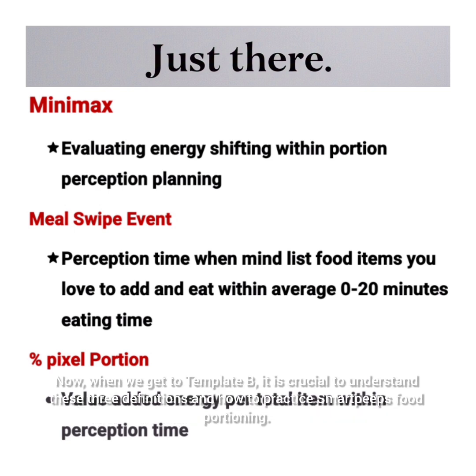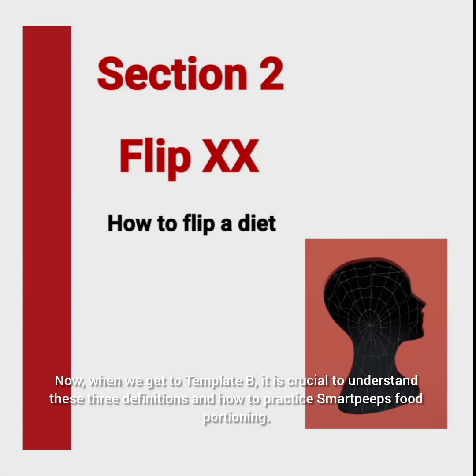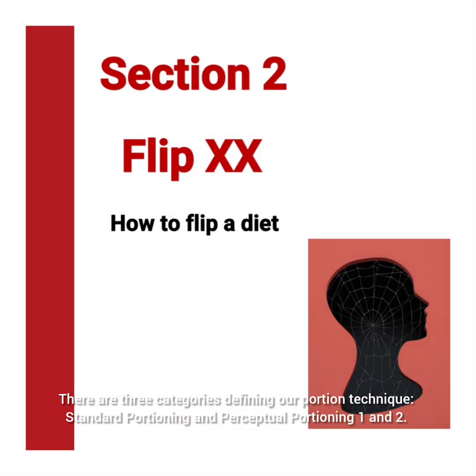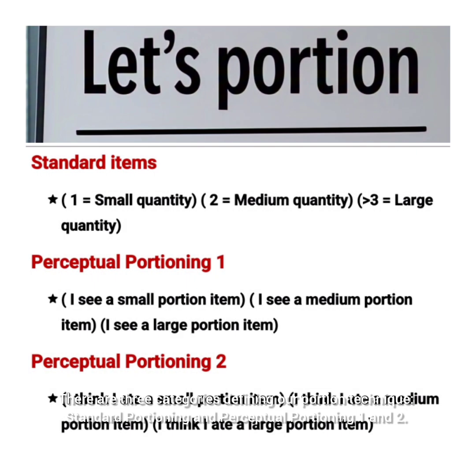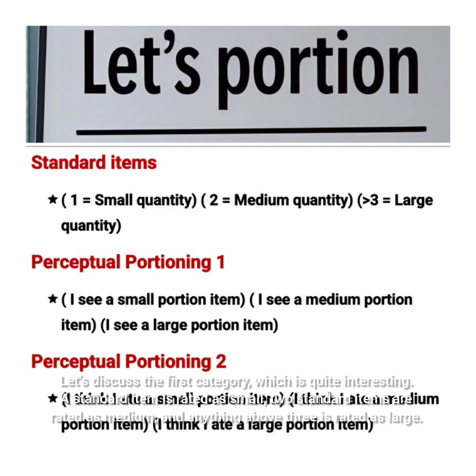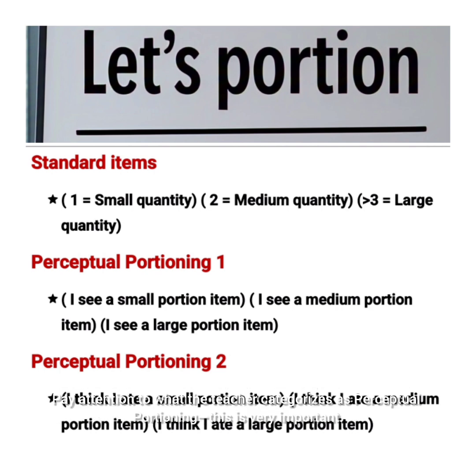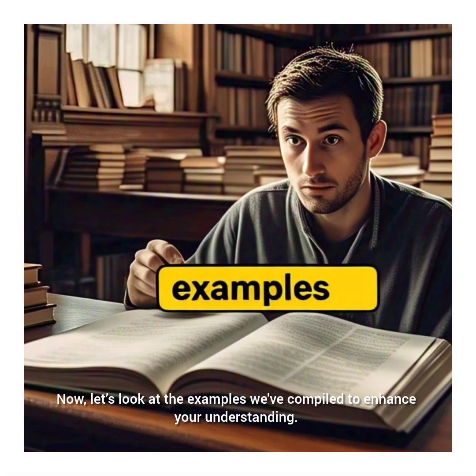Now, when we get to Template B, it is crucial to understand these three definitions and how to practice Smart Peeps food portioning. There are three categories defining our portion technique: standard portioning and perceptual portioning 1 and 2. Let's discuss the first category, which is quite interesting. A standard item is rated as small, 2 standard items are rated as medium, and anything above 3 is rated as large. Pay attention to what the teacher categorizes as perceptual portioning. This is very important. Now, let's look at the examples we've compiled to enhance your understanding.